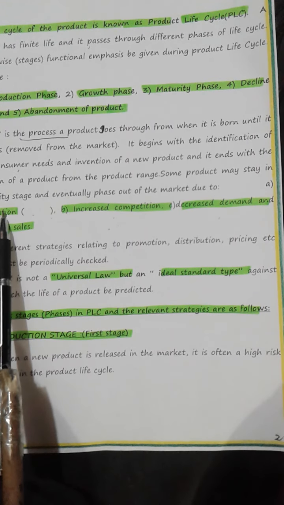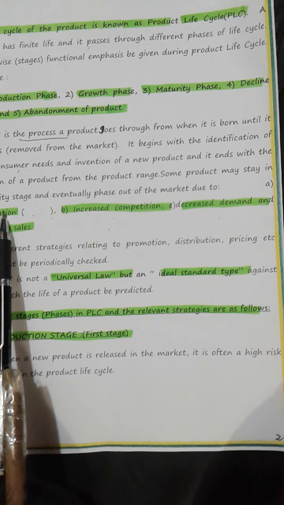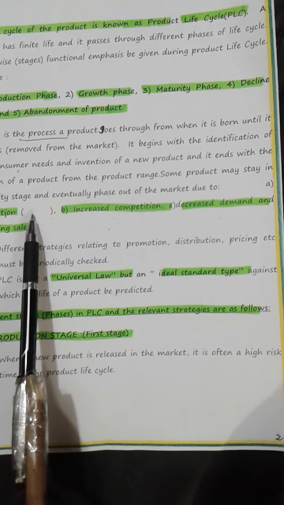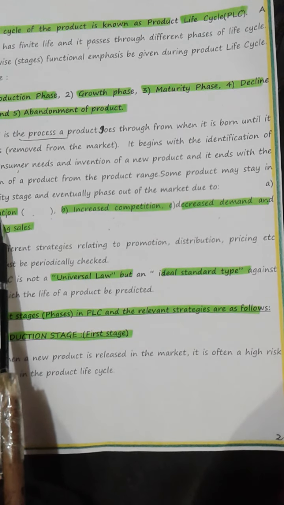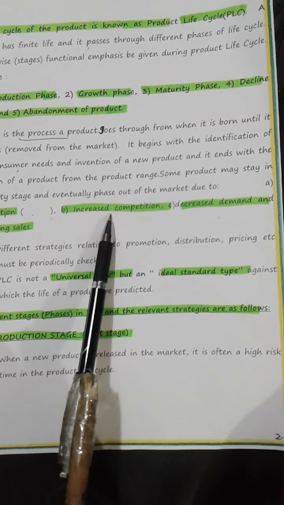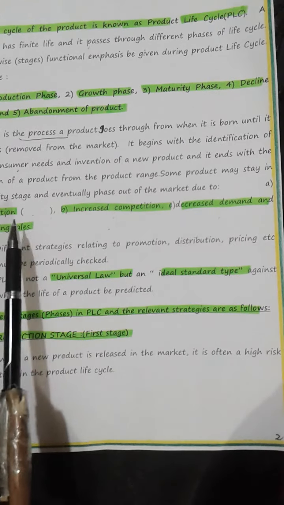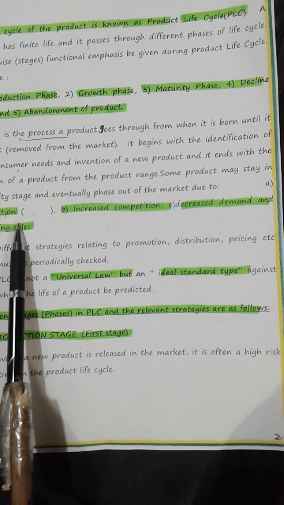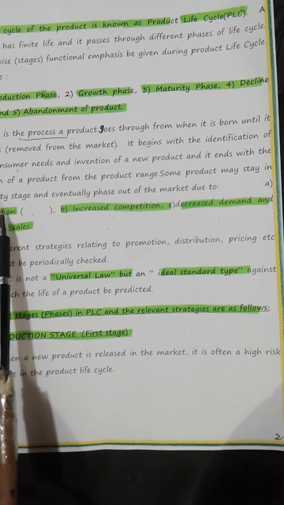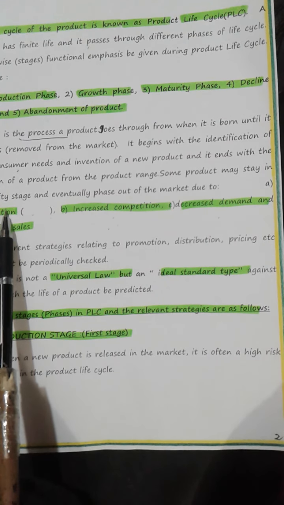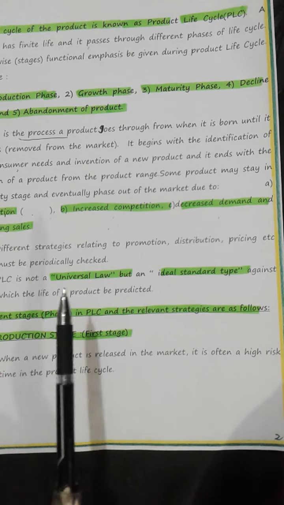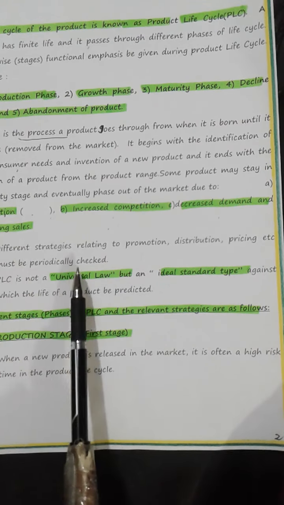First reason is saturation. What is saturation? The market situation where there is no longer demand. Then increased competition, decreased demand, and dropping sales. So these 3 important factors help the decline of the product from the market. What is decline of the product, children? Removal of the product from the market. So there are different strategies relating to promotion. Every strategy talks about promotion for each stage, distribution for each stage, and pricing for each stage, which must be periodically checked.